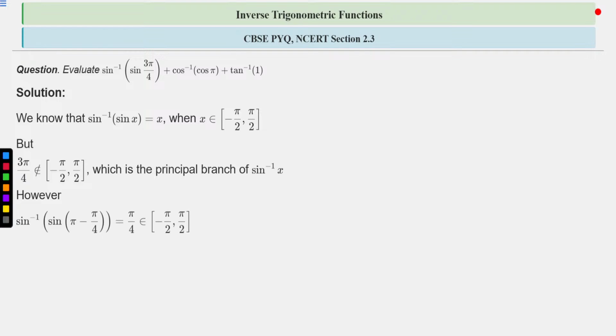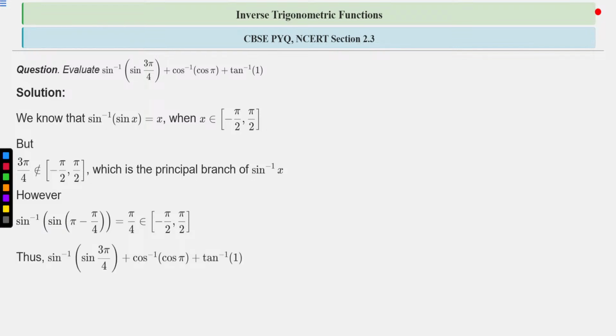However, we can say that sin inverse sin of pi minus pi by 4 is equal to pi by 4, because pi by 4 lies between minus pi by 2 to pi by 2. We have written 3 pi by 4 as pi minus pi by 4, and we know that sin of pi minus theta is equal to sin theta. Therefore, sine of pi minus pi by 4 is equal to sine pi by 4, and further sin inverse sin pi by 4 is pi by 4.